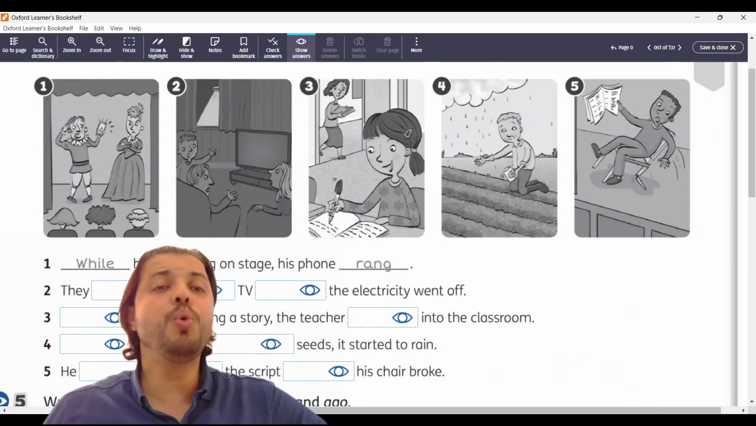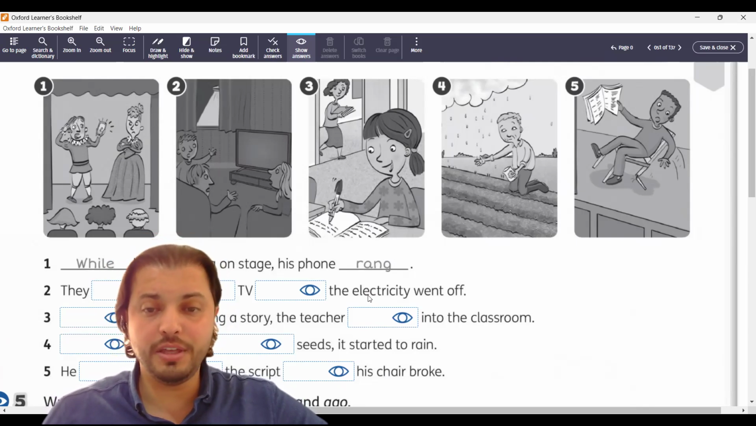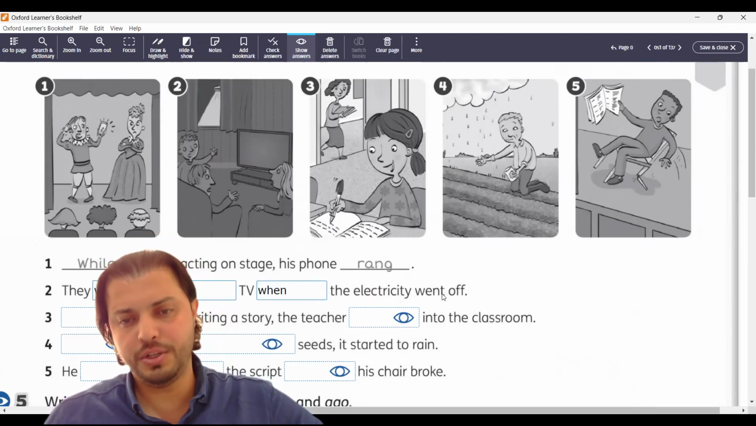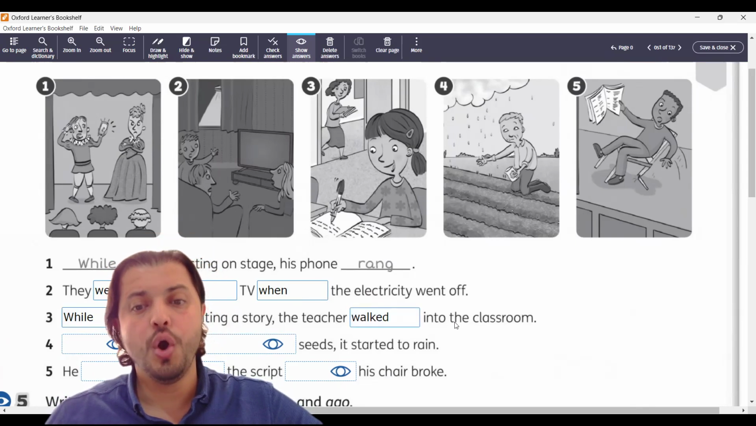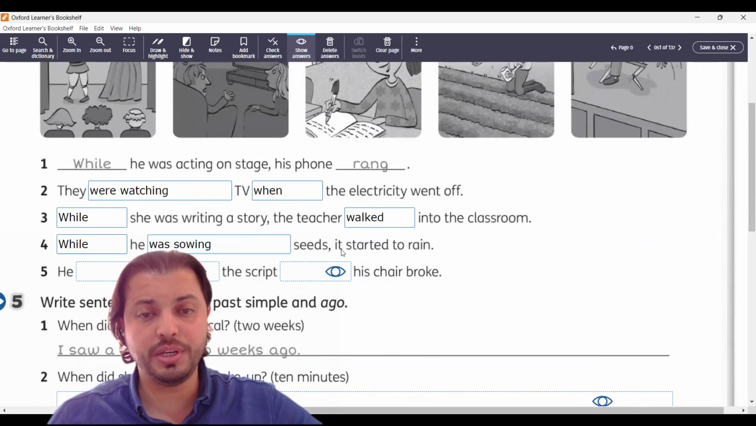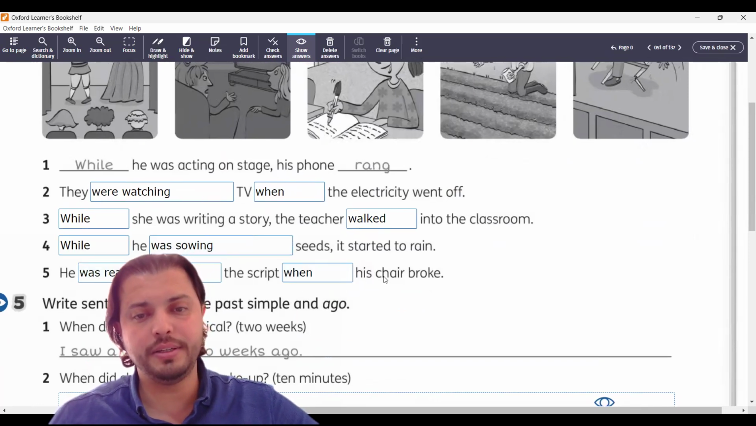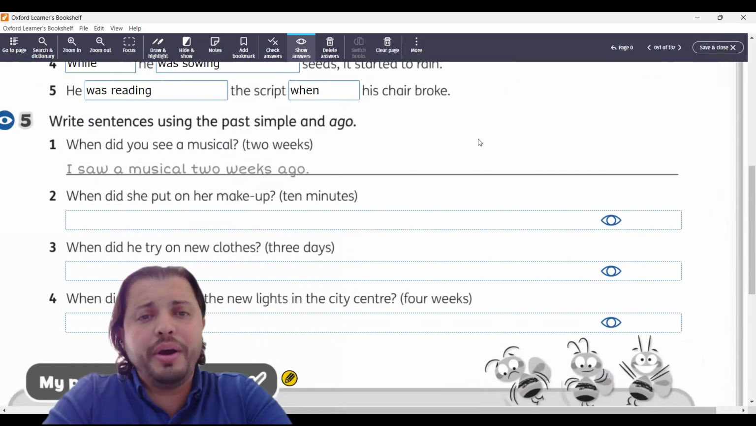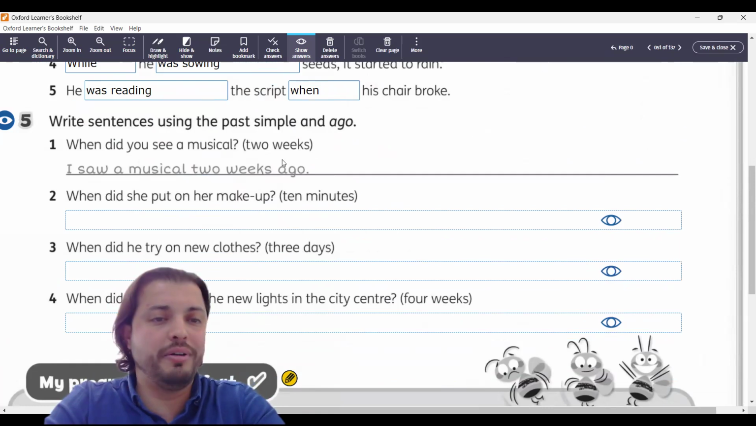So while he was acting on the stage, his phone rang. They were watching TV when the electricity went off. While she was writing a story, the teacher walked into the classroom. While he was sewing seats, it started to rain. He was reading a script when his chair broke. Now I need to use past simple and plus ago, 2 years ago, whatever.